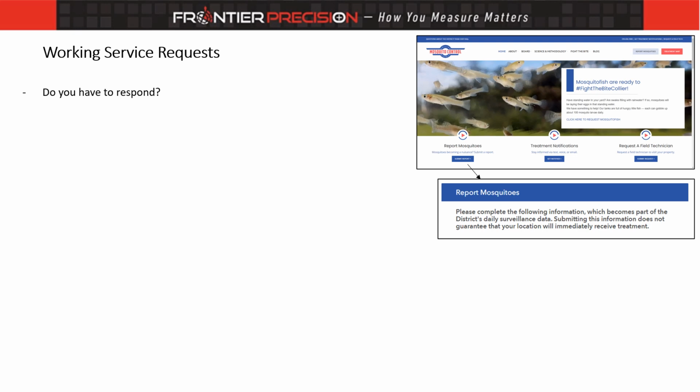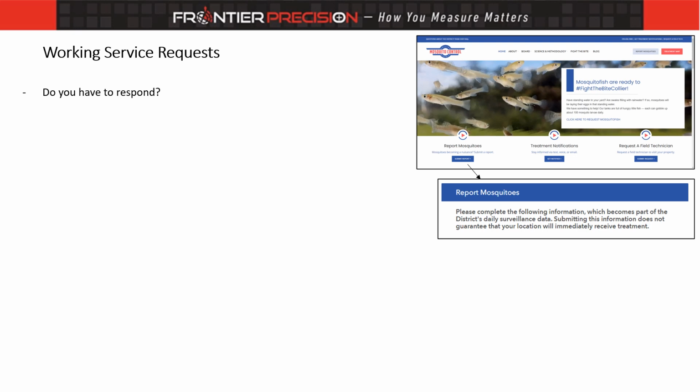So as far as working service requests, I'm going to cover a few different ways that that can be done in the applications. This one I found interesting. So this is Collier County, Florida, next to the Everglades. And their report mosquitoes button specifically says, basically, thank you for the information, we're not going to respond to you. Don't you wish you could do that on a lot of things?